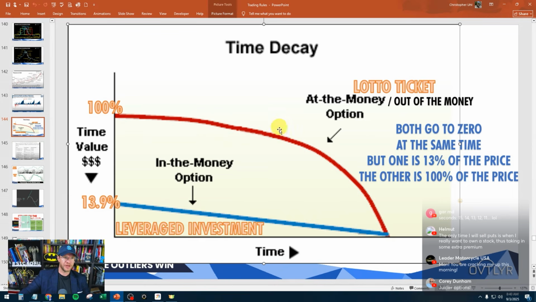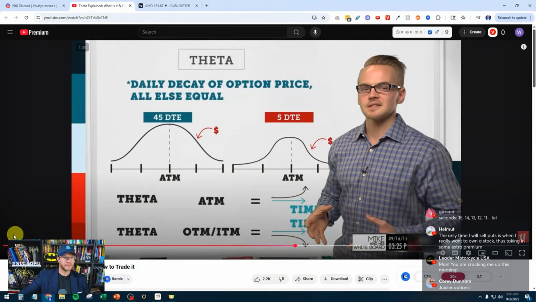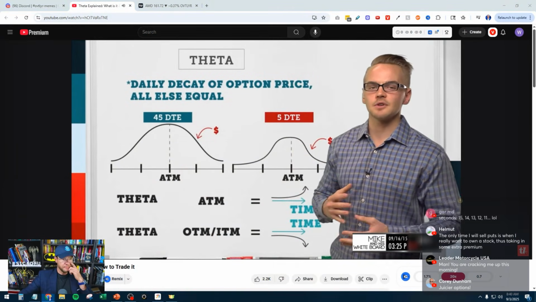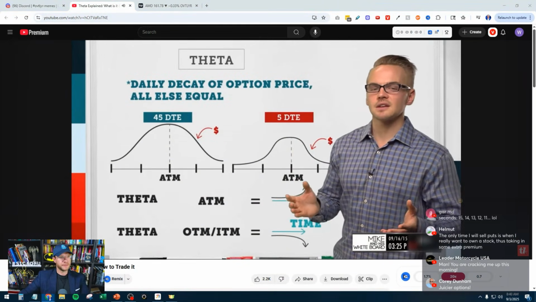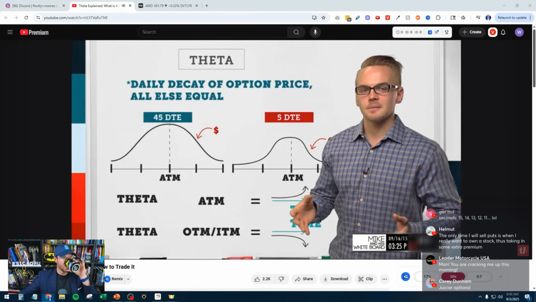If you have an out of the money option, it may not have that much theta decay until you close in on expiration, and then it's going to fall off a cliff. But if you do the leverage investment route, like I talk about, it's pretty linear. When you're very far out in time, like 100 days out, theta is going to appear to be pretty linear.